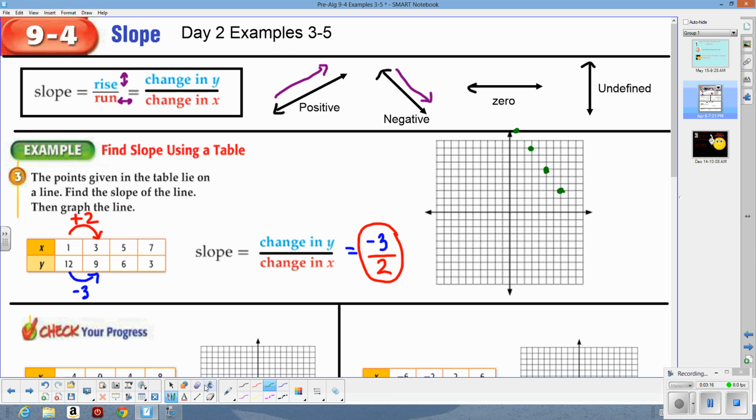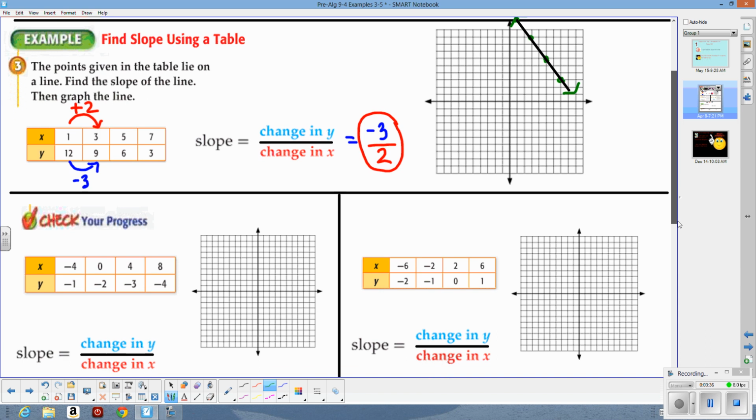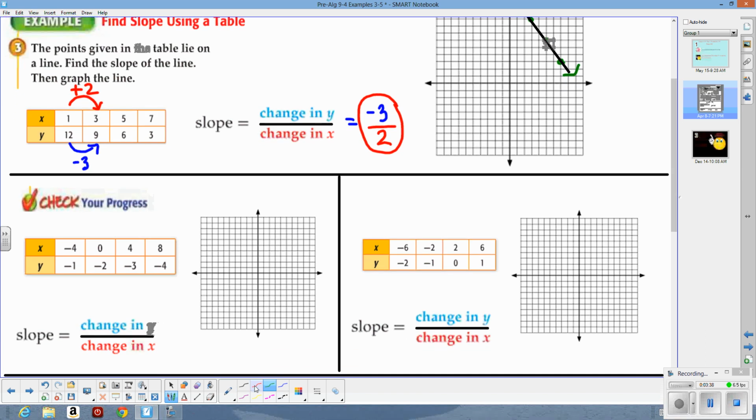When you plot these, they should be in a straight line since it tells you that they lie on a line. And when you connect them, it should be going downhill since we know it's a negative slope. And don't forget to put arrows on both ends to show that it keeps going in both directions. You may want to pause the video and try the next 2 on your own.